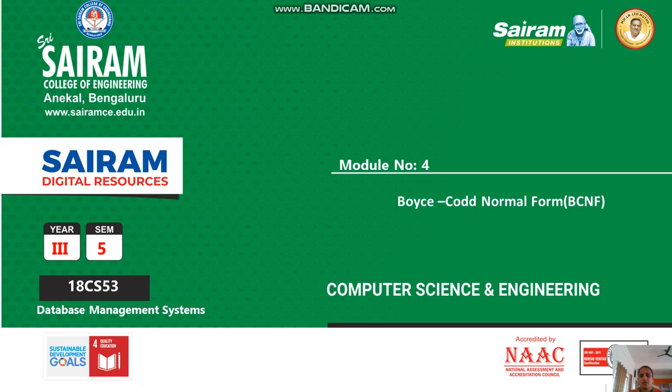Dear students, today I am going to explain about Boyce-Codd normal form. In the previous class we had discussed third normal form. Third normal form is defined based on transitive dependency. Now we are going to see the next normal form, Boyce-Codd normal form. This is stronger than third normal form, but weaker than the fourth normal form.